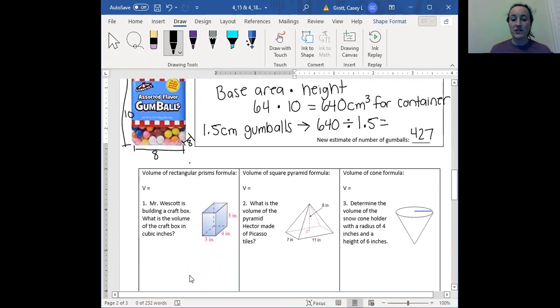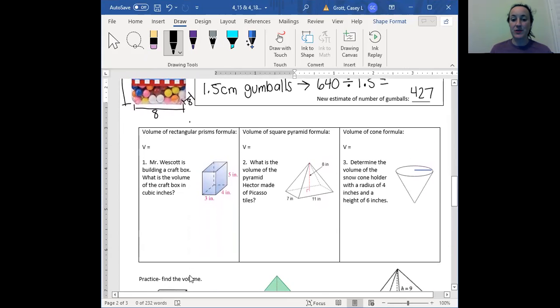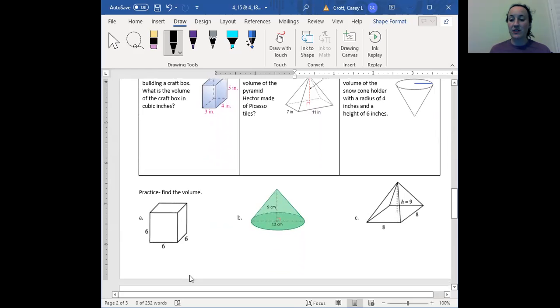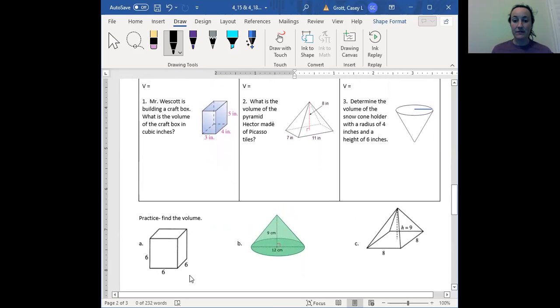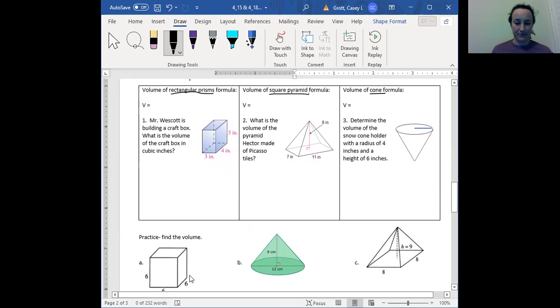What we're going to focus on is just 3 different shapes. We're going to focus on rectangular prisms, square pyramids, and cones. There are going to be some formulas that I'm going to give you. We're going to work them out. There are going to be 3 down here that I want you to try, and then 3 on a different paper that I will have you try and then turn in for me to look at.